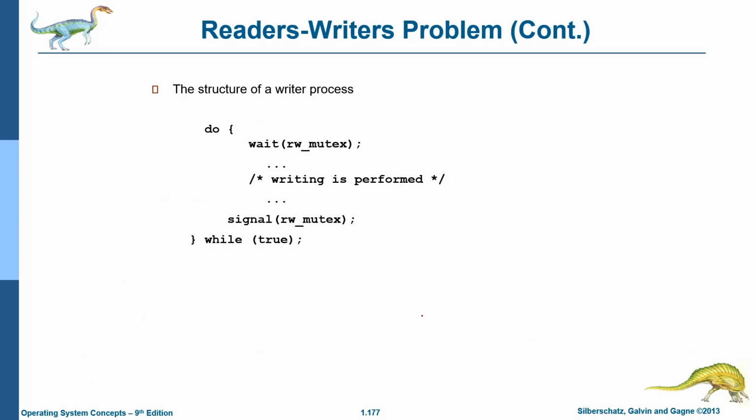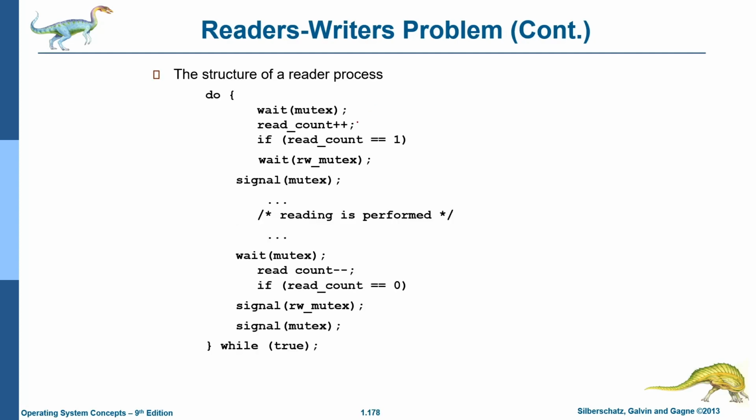What happens in the writer process? The writer waits on the read-write mutex. Maybe the binary semaphore is grabbed by a bunch of readers, so the writer cannot write. Once they release it, once they signal that mutex, then this writer will be able to enter, write, signal, and come out. Clear to everybody? Yes, sir.